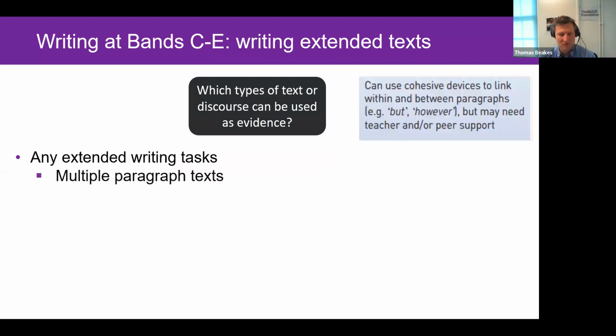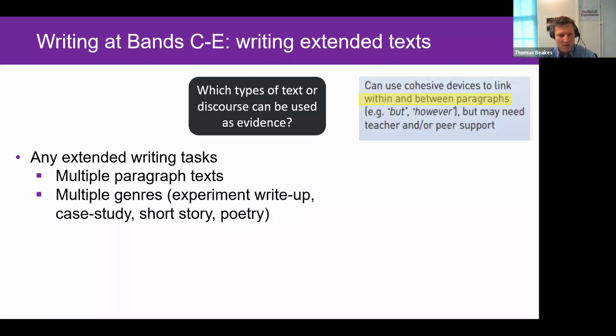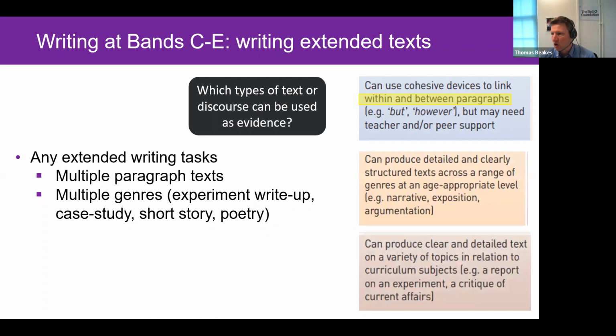So again, we can think of what test types we can use for writing extended text. And this is fairly self-evident, isn't it? Obviously, there's things like multi-paragraph texts. That's going to help us understand this descriptor in band C. Getting evidence from multiple genres is going to be really important, different types. That's going to help us evidence a lot of the descriptors at bands D and E, which talk about multiple different genres and different topics, range of genres, variety of topics.